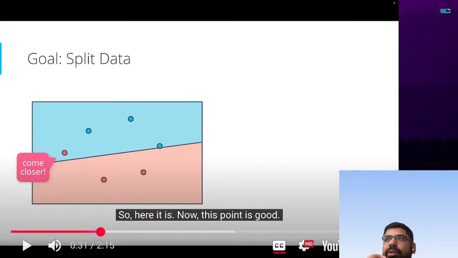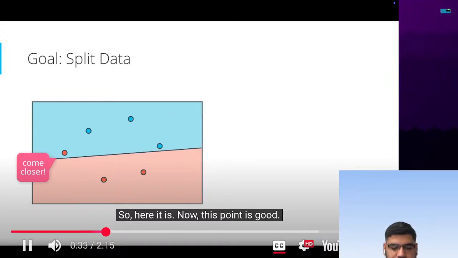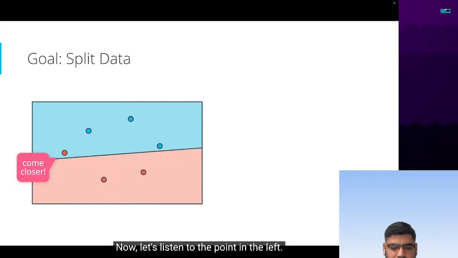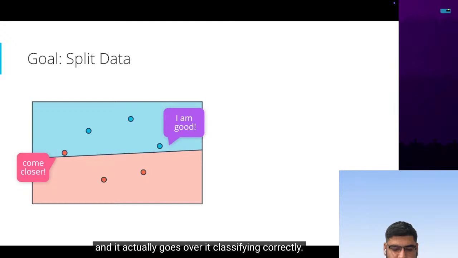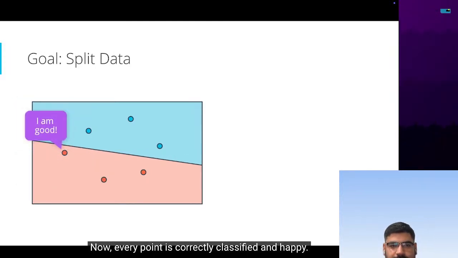Basically, let's say the positive one that's in the negative region, versus the negative one in the positive region. We have to do plus and minus things. Here it is. Now this point is good. Now let's listen to the point on the left. The point says come closer. We apply the trick and now the line goes closer to it. It actually goes over it, classifying it correctly. Now every point is correctly classified and happy.